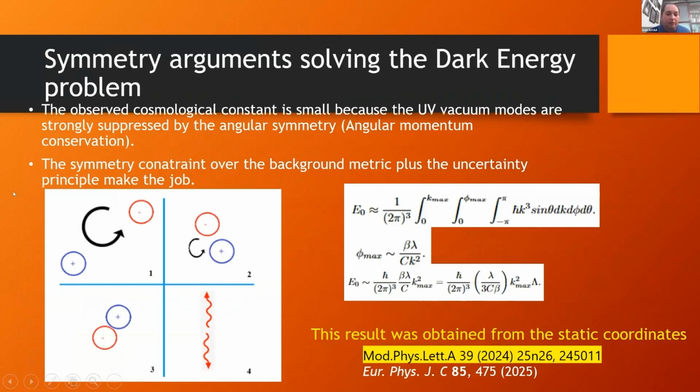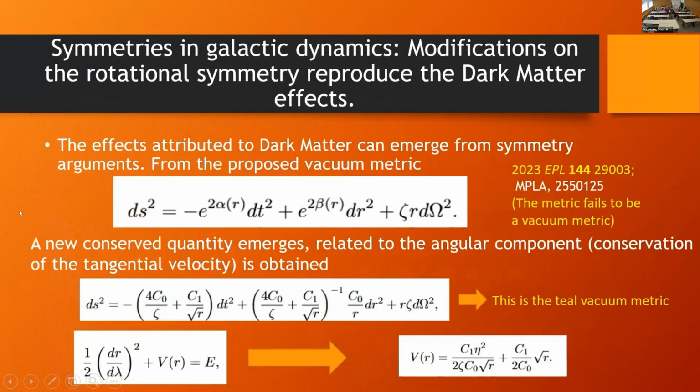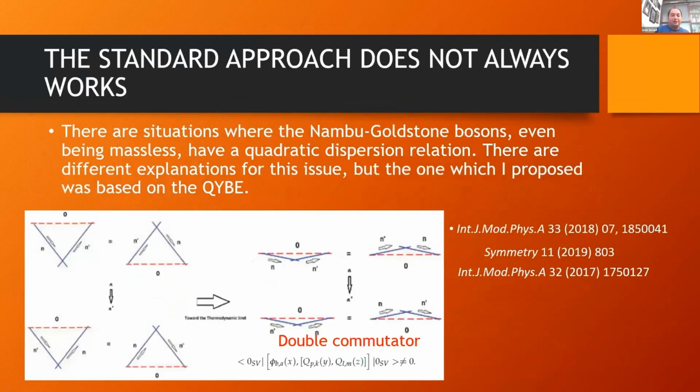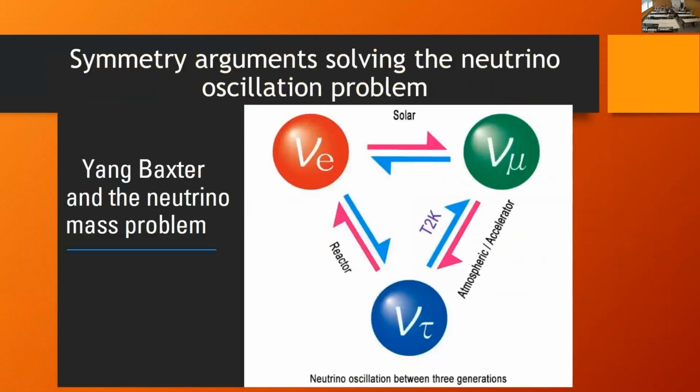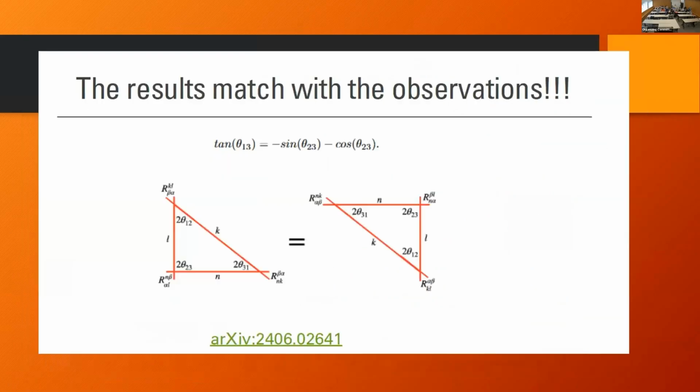You are talking about dark energy? No, I'm talking about the relation between angles when you discuss the neutrino mixing matrix. Neutrino, yes, okay. Sorry, I was thinking you were talking about the proposed angle. Yeah, this certain relation, yes.